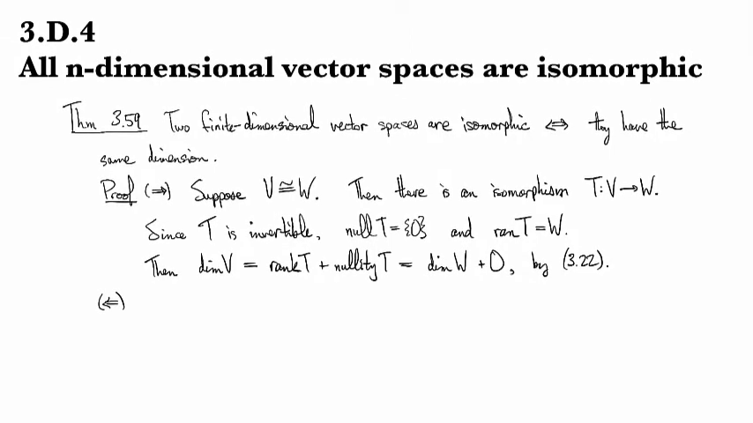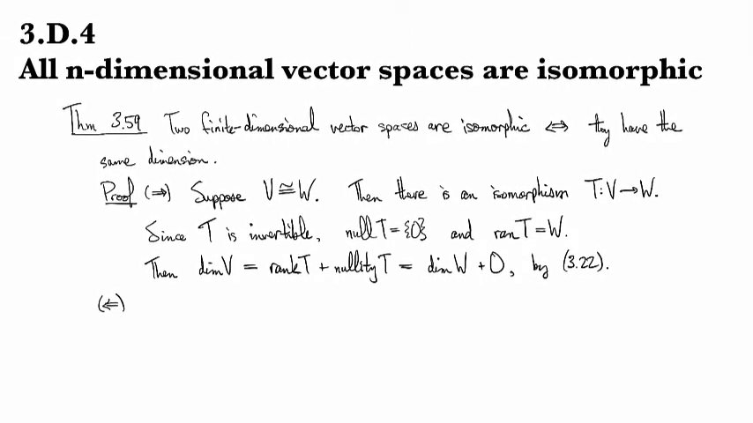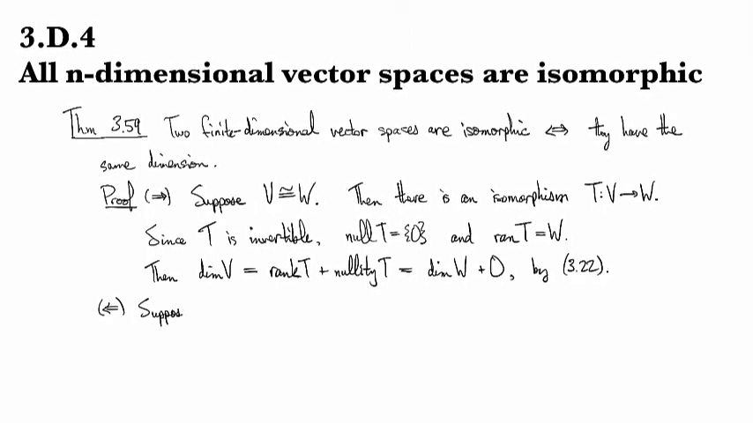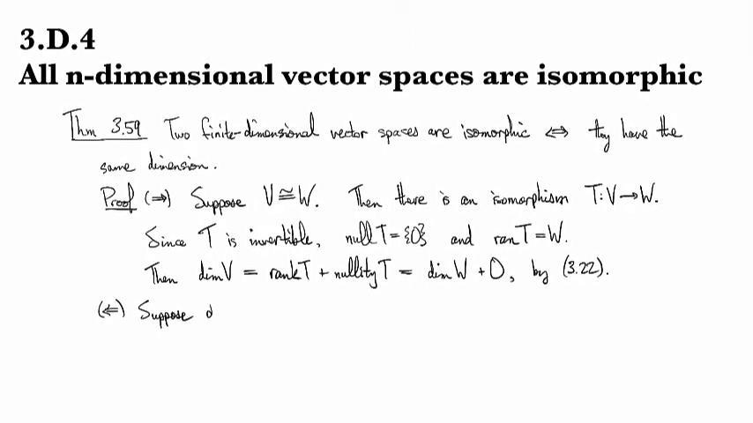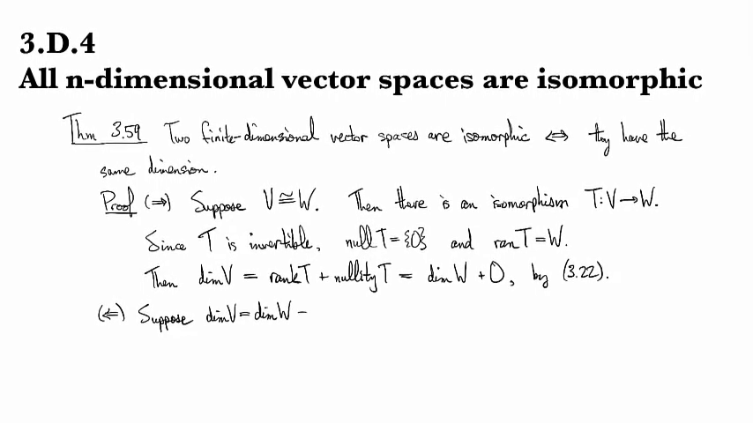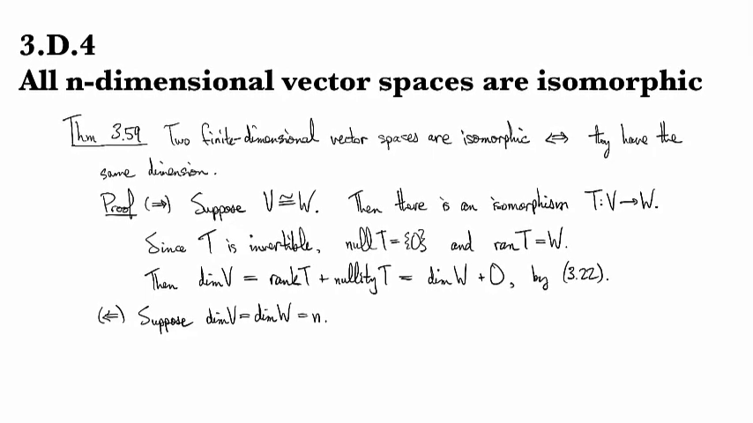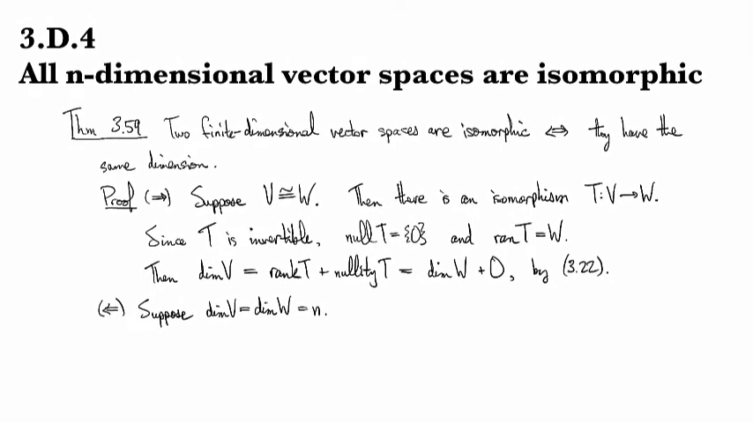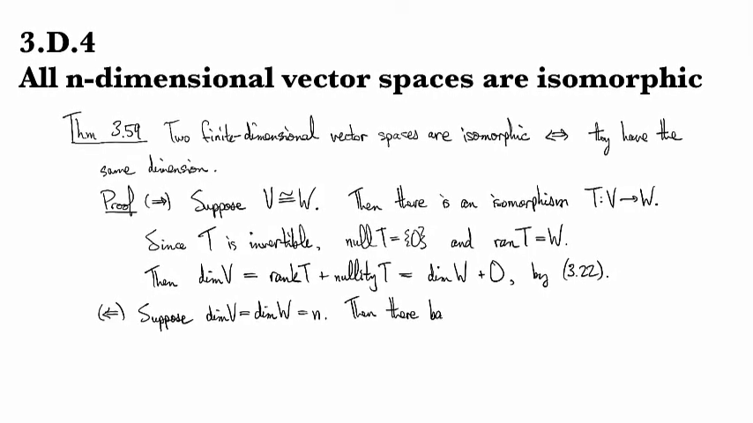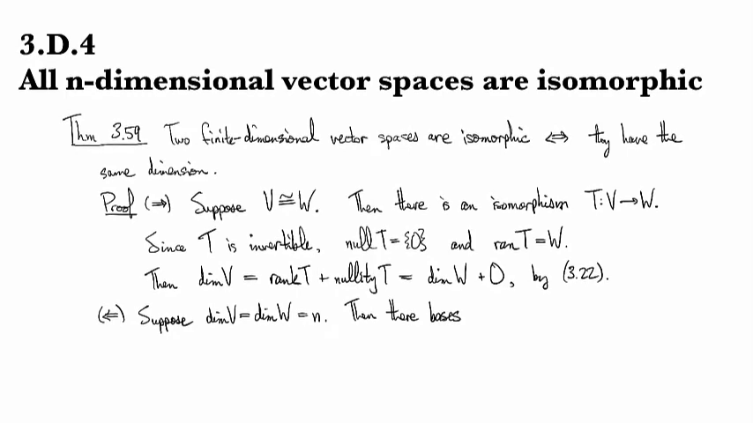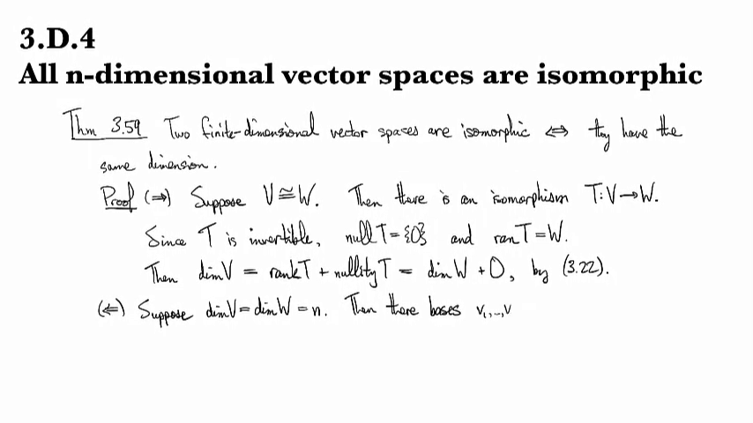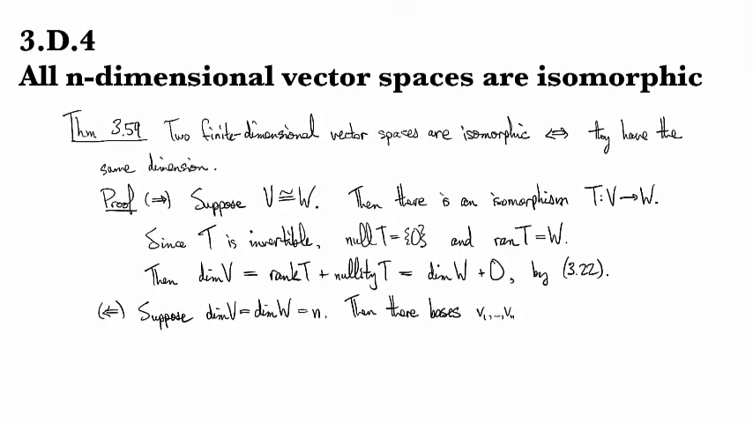So for the other direction, we're going to be assuming that they have the same dimension. So suppose we have two vector spaces of the same dimension. So the dimension of V and the dimension of W are both equal to n. Okay, so then if we know something about the dimension, then we know something about how big the basis is for each of these. So there's a basis V1 through Vn.